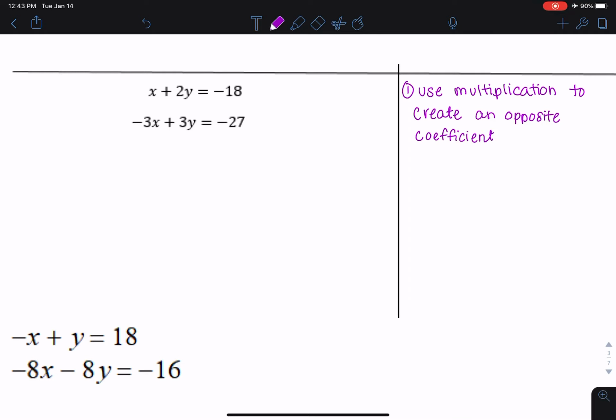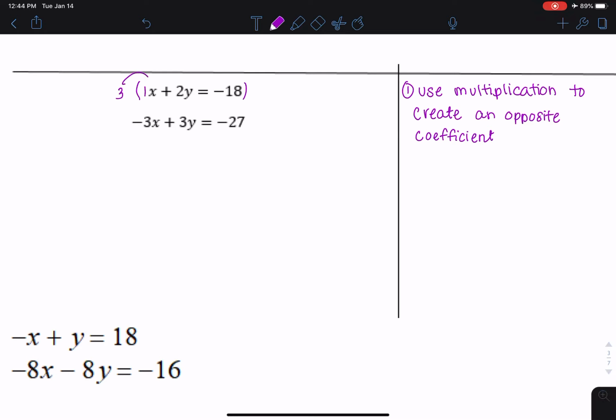In order for my variables to cancel, I need the coefficients of those variables to be opposite numbers. For example, I need a 3 and a negative 3, or a 2 and a negative 2, or a 5 and a negative 5. So right now my coefficients for x are 1 and negative 3. My coefficients for y are 2 and 3. So what I'm going to do is pick the top equation. I'm going to multiply everything I have in the top equation by 3.